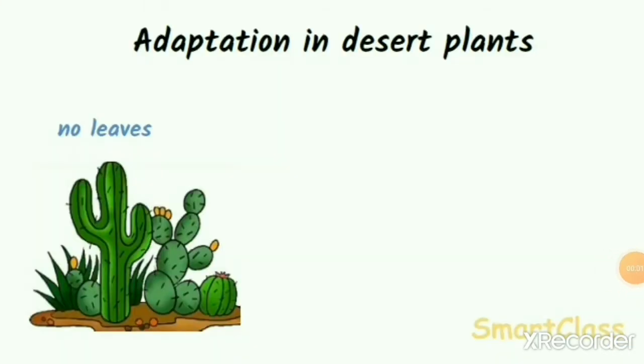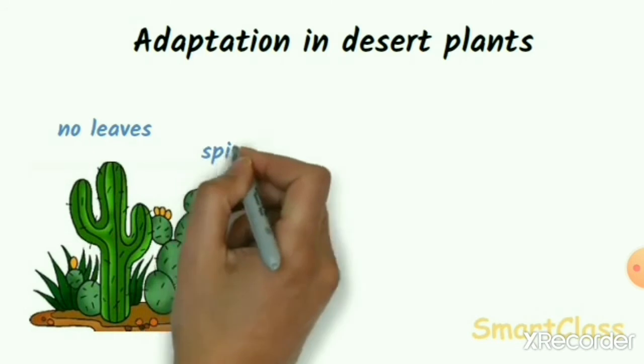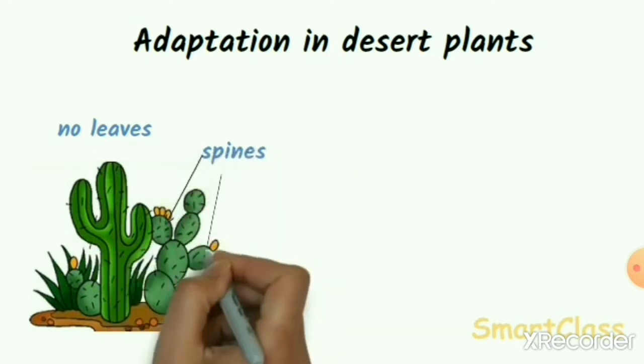Adaptation in desert plant. The leaves of the desert plants are either absent or very small or present in the form of spines or thorns. This helps in reducing loss of water from the leaves.